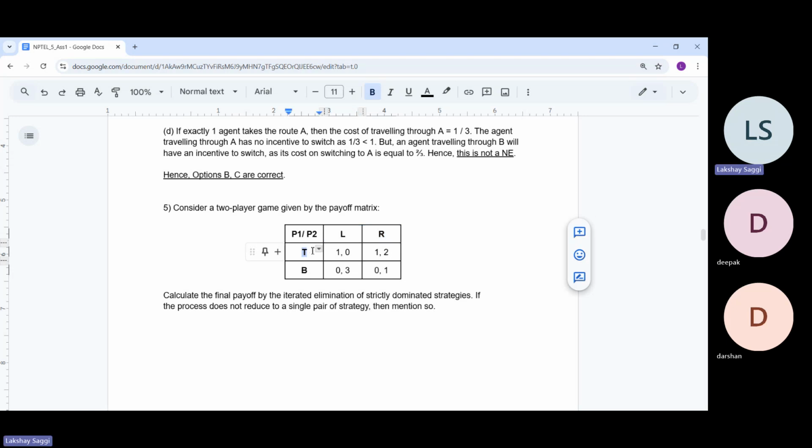So if the row player plays T, then we are talking about column player strategies L and R, so we'll be looking at the second entries of the tuples.